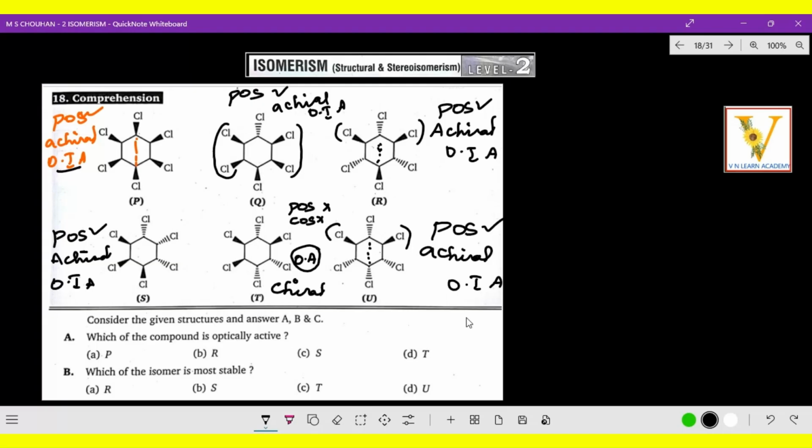So optically active, it is T only, one only. That is what I just mentioned. Only one compound is optically active. You'll be happy about it. So this is T only.